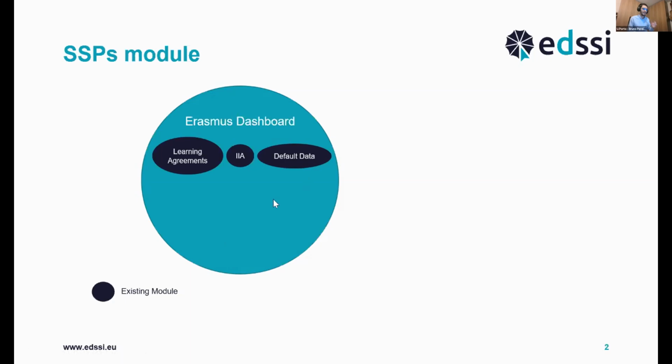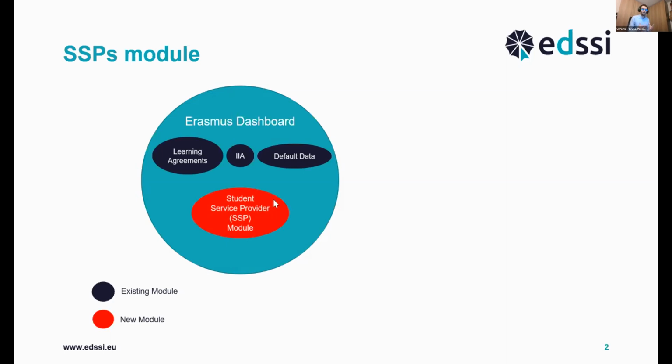Okay, thank you. So as I was saying, I'm going to explain how the SSP module works on the dashboard. The dashboard, as it is now, already contains some modules. It has the learning agreements module, the IIAs module, and, for example, the default data or the fact sheet module. Now, the dashboard will contain an additional module on top of all this infrastructure, which is the SSP module.